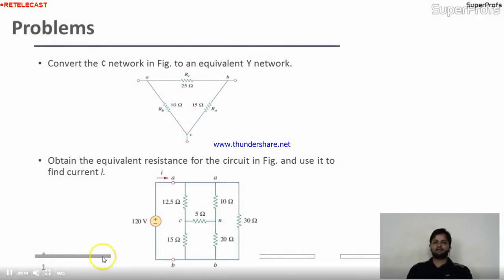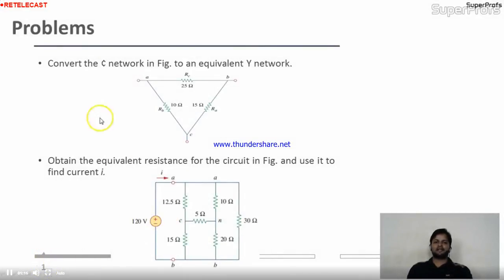Last time I gave you one homework also. If you did that, then in that also there is a lot of application of star and delta connection. Okay, if you didn't do that, today I'm going to do it for you. So here we go.